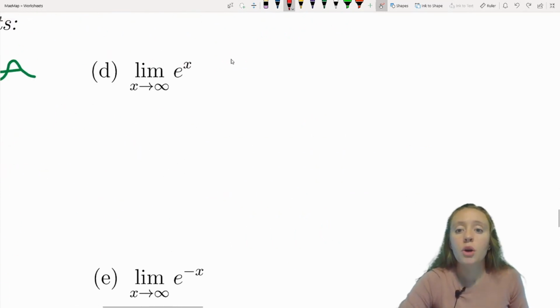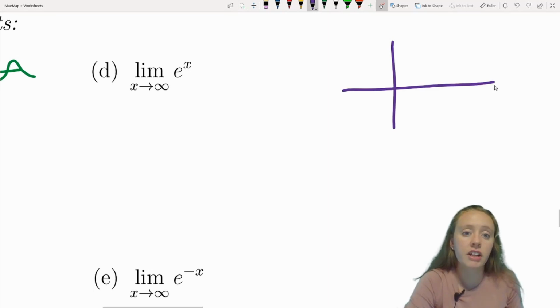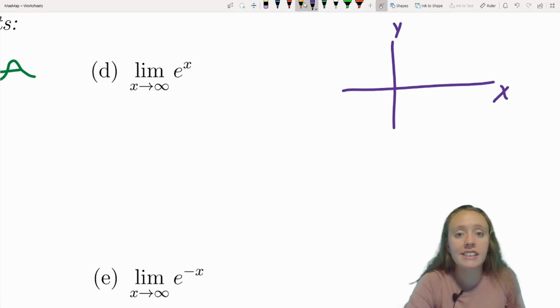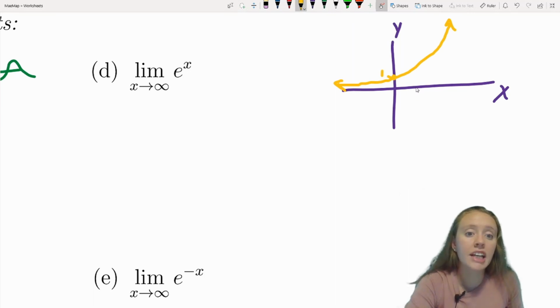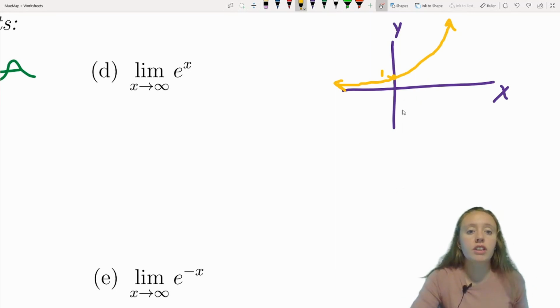Now for part D, we're going to do e to the x. So let's quickly graph that just as a refresher. If here is x, here is y, e to the x is the inverse of the ln of x, so e to the x goes like so. So when we're at 0 in the x, we're at 1 in the y. Just as when we did the ln, when we were at 1 in the x, we were at 0 in the y, the reverse is true.